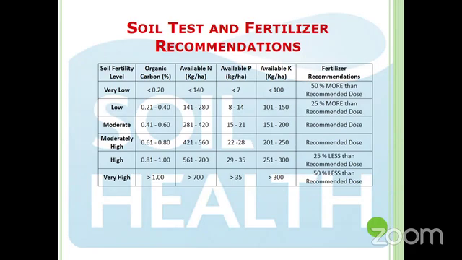So there is a standard range for every nutrient in the soil. You can see from this table that the moderate range of organic carbon is 0.4 to 0.6%. The moderate range for available nitrogen is 281 to 420 kilograms per hectare. For phosphorus, it is 15 to 21 kilogram per hectare, and for potash, it is 151 to 200 kilogram per hectare. Anything above that, we can say the nutrient level is high. Anything lesser than that, the nutrient level is low.